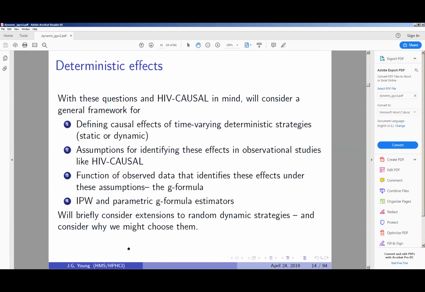We can also consider the average causal effect, which in our case, because Y is a binary variable, the mean of this variable is just the probability that it equals 1. So this is a counterfactual population risk under G1, and we could consider, say, minus that risk under G2. So this is the causal risk difference comparing G1 and G2 in this population. And we can keep in mind examples of G1 and G2, maybe initiate at baseline versus never initiate, or initiate when CD4 first drops below some cutoff, and compare different cutoffs.